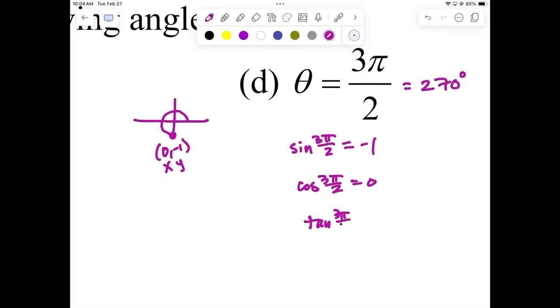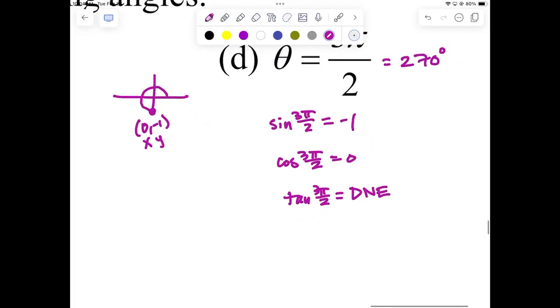What's tangent of 3 pi halves? It's sine over cosine. It's y over x. It's -1 over 0, which we can't divide by 0. It's DNE. Very good. All right, what's cosecant of 3 pi halves? It's the reciprocal of the y value, the sine value. -1. -1 is its own reciprocal. Very good. Secant of 3 pi halves. That's the reciprocal of cosine, which is the x-coordinate. The reciprocal of 0 is DNE. Good. And the reciprocal of DNE is 0.